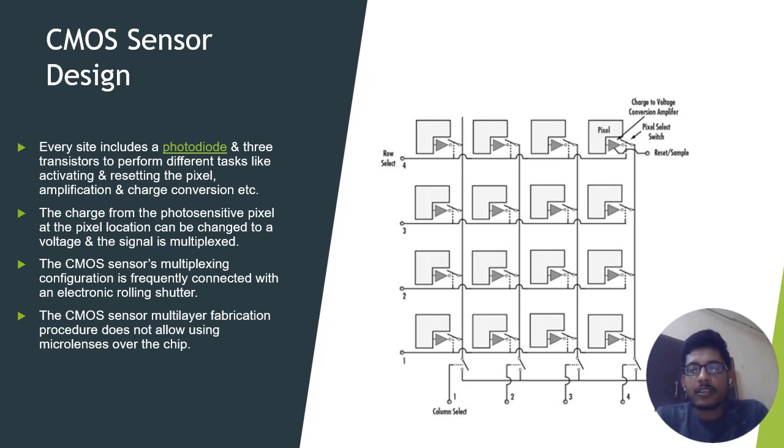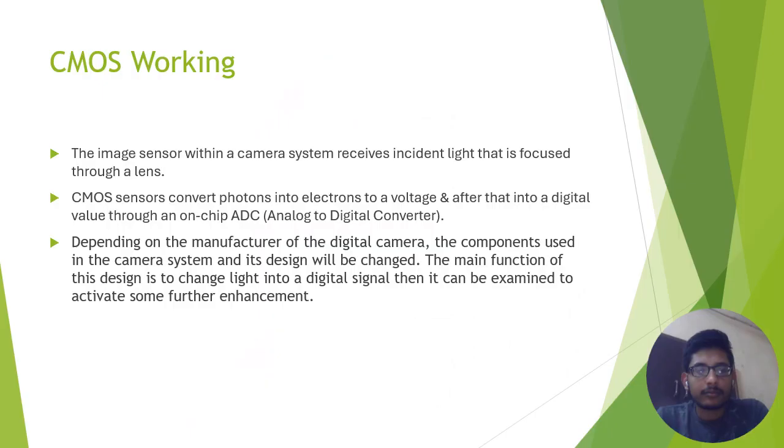Even so, with extra transistors at the pixel location, a global shutter can be achieved, where all the pixels are exposed at the same time and then read out serially. Also, the CMOS sensor multi-layer fabrication procedure does not allow the use of micro lenses over the chip, which reduces the effective collection efficiency of the CMOS sensor.